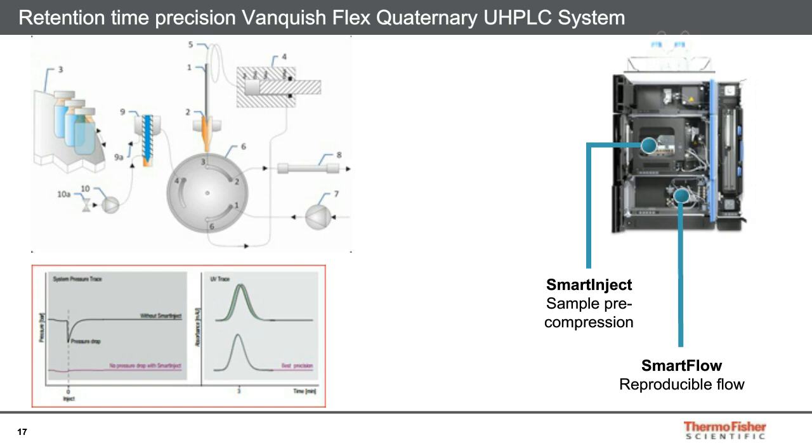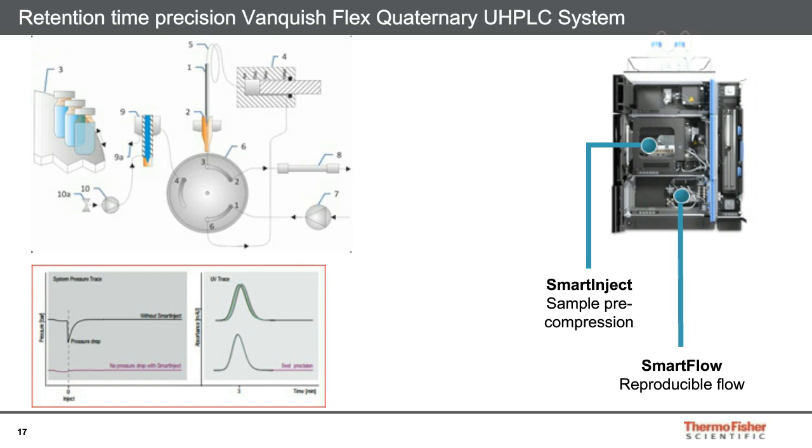The pump has a smart flow feature, which enables really consistent flow delivery. And the autosampler has the so-called smart inject feature. This smart inject feature is a sample pre-compression feature, and this means that the sample, after being drawn from the vial, is compressed to the same pressure as the column pressure, and then afterward injected.